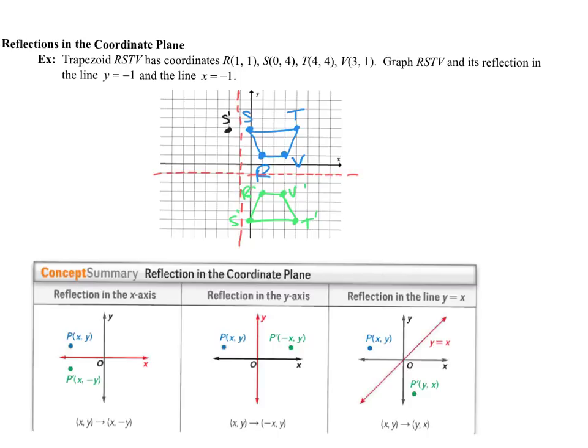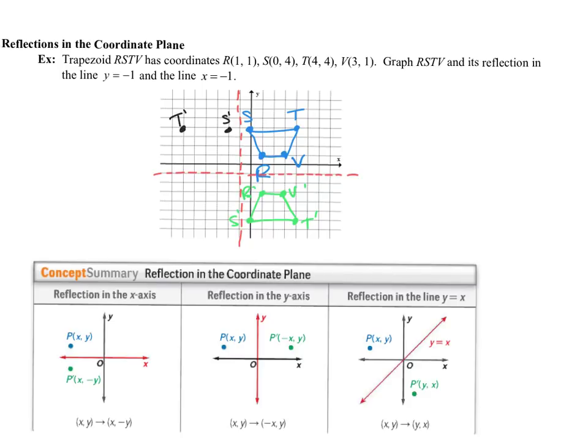T is 5 units to the right of our vertical line, so T prime would be 1, 2, 3, 4, 5 units to the left. Right here, there's T prime.